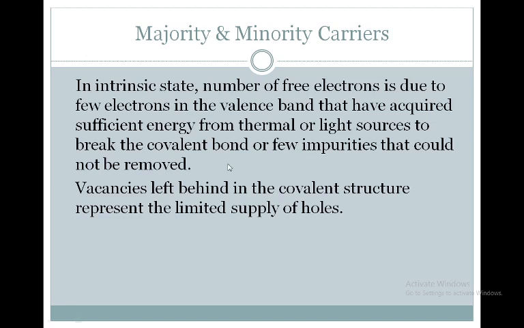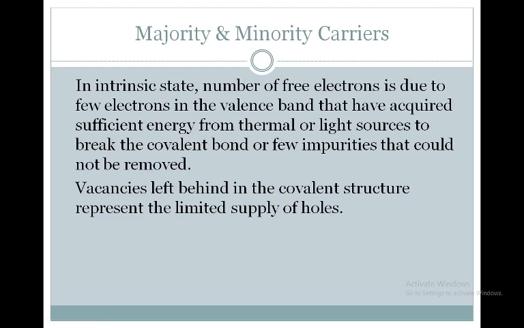Now let's talk about majority and minority carriers. Like I said earlier, in intrinsic state, the number of free electrons is due to electrons in the valence band that have acquired sufficient energy from thermal, that is heat or light sources, to break the covalent bond, or of a few impurities that could not be removed. When we talk about intrinsic semiconductor, we say it is carefully refined to as low a level of impurity as modern technology permits. So there could still be some impurity present that was not removed.